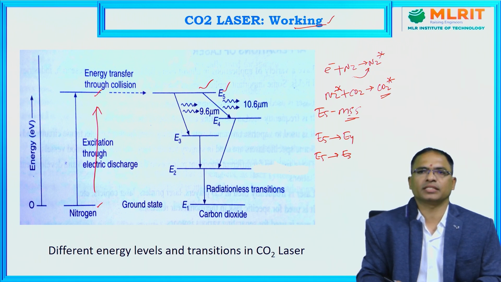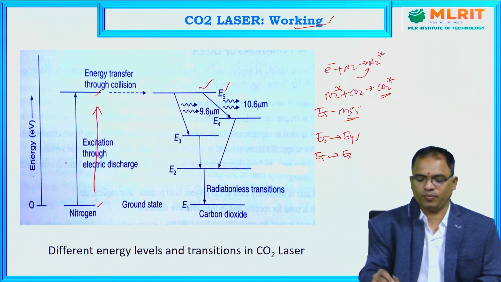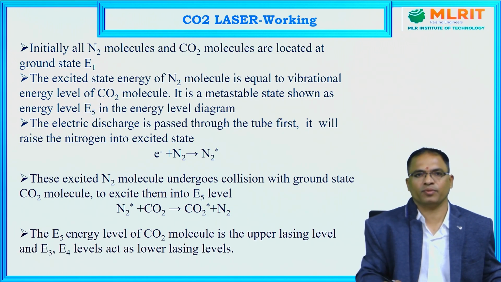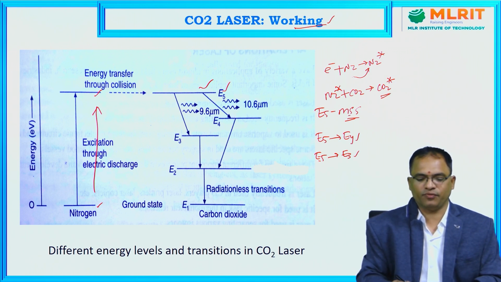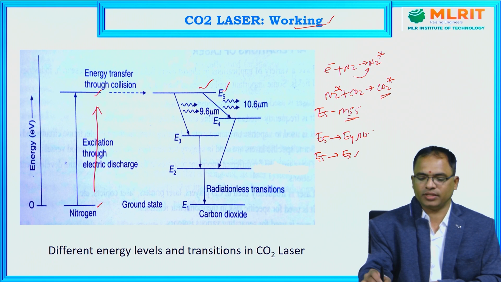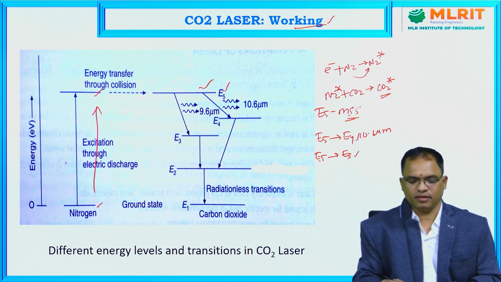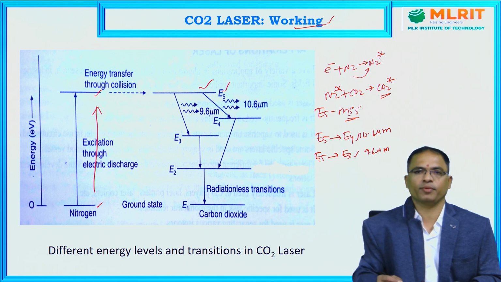One of the laser transitions is due to transition of carbon dioxide molecules from E5 to E4. Another important transition here is E5 to E3. In both the cases we are going to get laser transitions. All this information is placed here in this slide. Now coming to the E5 to E4 transition, it corresponds to 10.6 micrometers, whereas the transition from E5 to E3 corresponds to 9.6 micrometers.